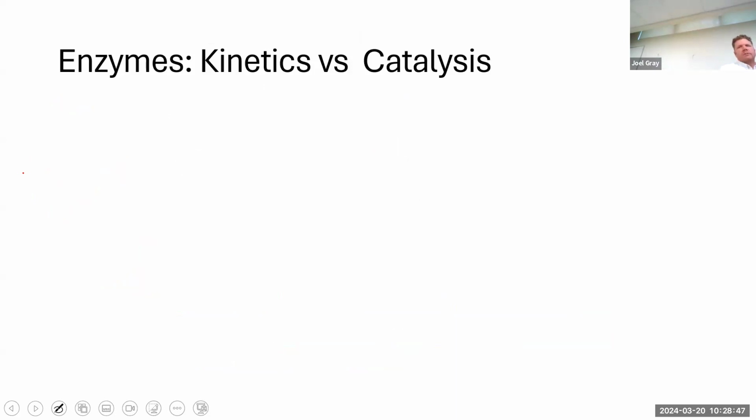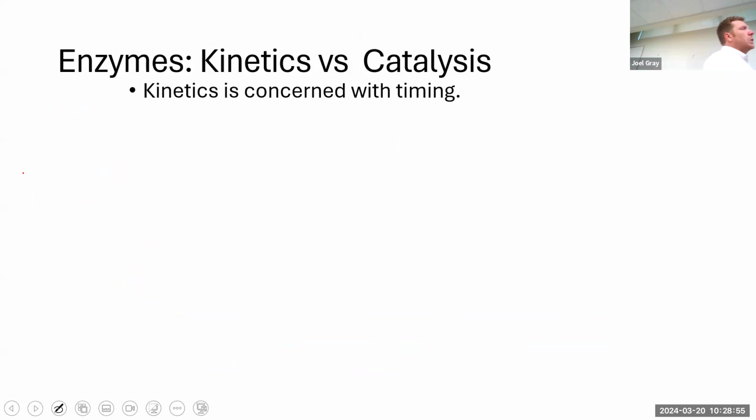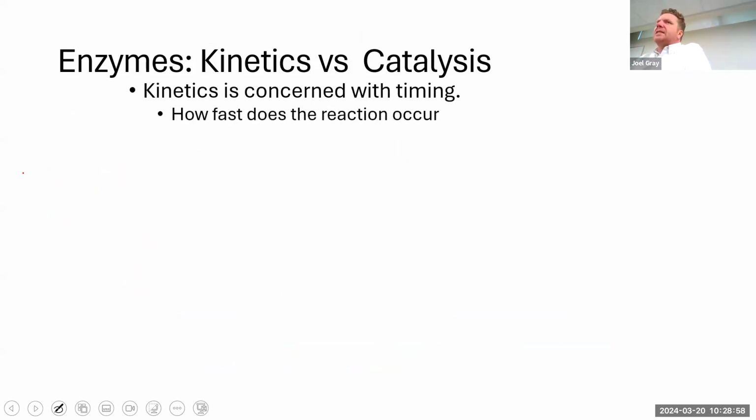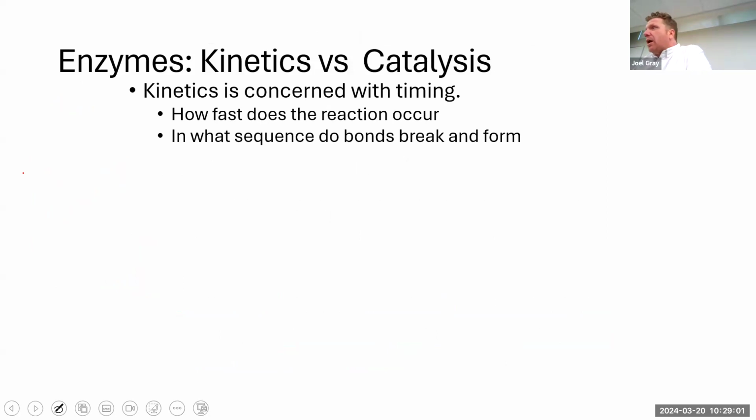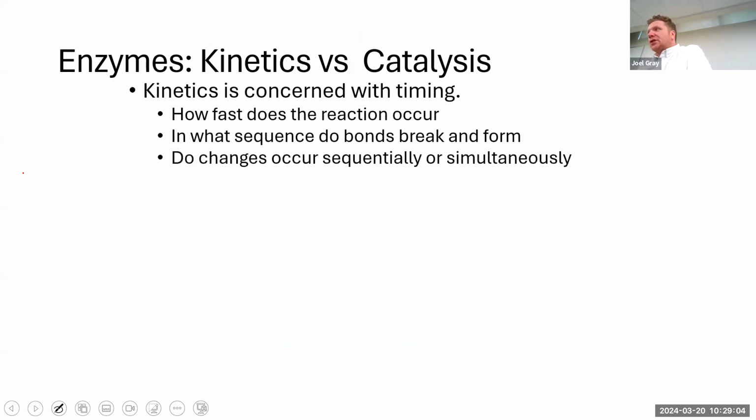So when we talk about enzymes, we want to get into and discuss kinetics versus catalysis. Now, when you think about those 2 terms, kinetics, the time. How fast does that reaction occur? When do bonds break and form? Do changes occur sequentially or simultaneously? If you think, Nick, and you probably remember like SN1 versus an SN2 reaction. And there's either a furrowed brow because you'd prefer not to think back to organic, or you don't think you ever heard those. I'm guessing that I'd prefer not to think about that because you absolutely heard SN1 versus SN2.